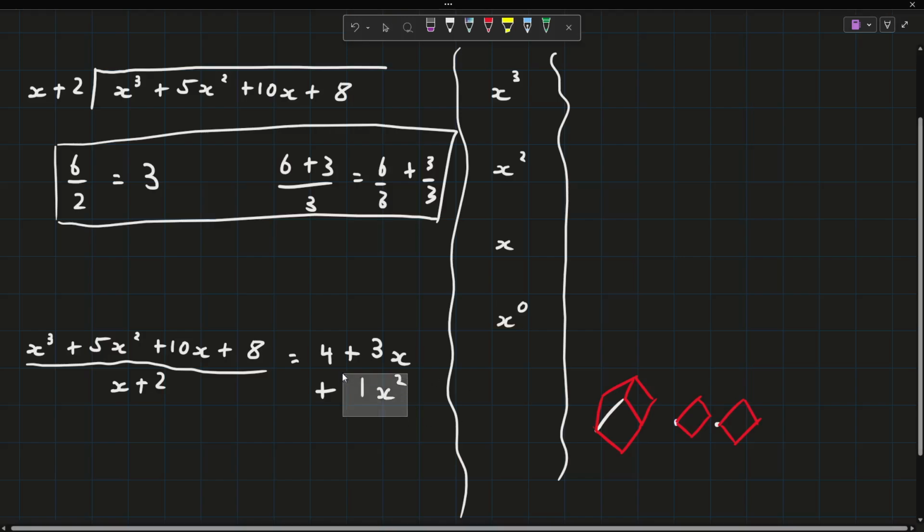Taking away 1x squared times just means we're taking away the thing we're dividing by, but we're changing the dimensions of it to be in the same dimension as the x cubed and the x squared. So I thought this was really satisfying.